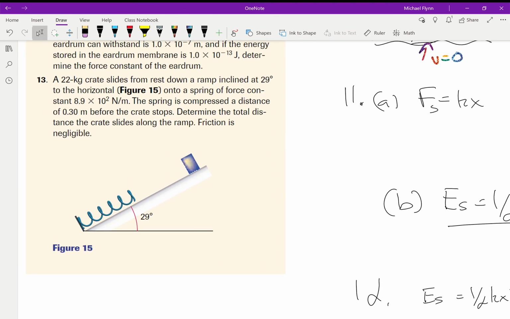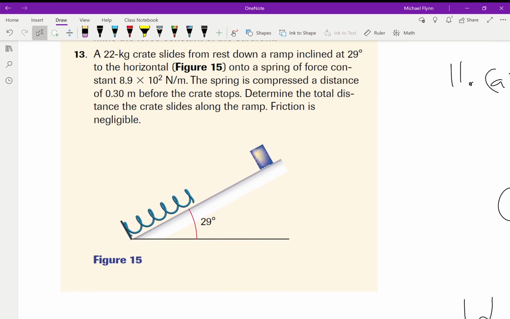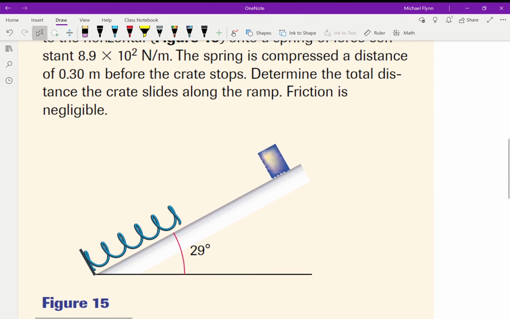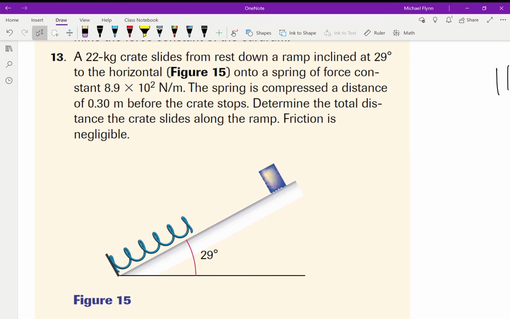All right, number 13. Okay, a 22 kilogram cart slides down from rest at a ramp angled at this, blah, blah, blah. There's the spring. I mean, the picture says it all, right? Okay, the spring is compressed a distance of 0.3 meters before, pardon me, the crate stops. Determine the total distance the crate slides along the ramp. Friction is negligible. All right, let's just go with this picture here. So again, this is an energy problem, not a force problem. It's dropped. Okay, in other words, it slides from rest and it's just sliding down.